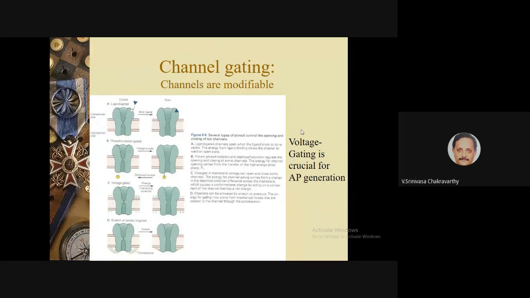So there are 4 types of gating, but as far as our requirements are concerned, we will focus mainly on 1 and 3, that is ligand gating and voltage gating.